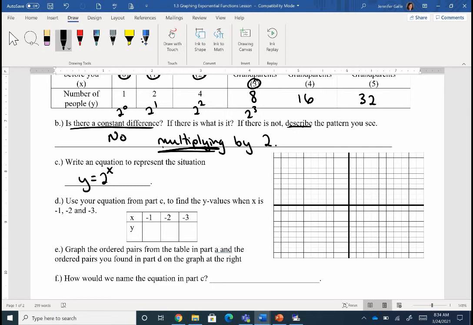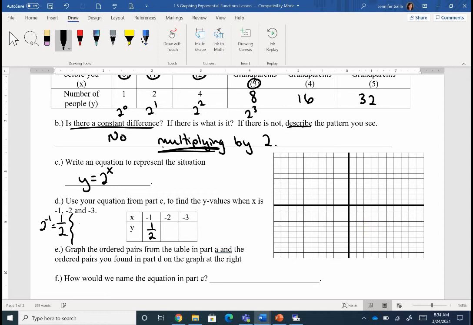So if we put -1, 2 to the negative first, where do I move that so the 1 becomes positive? Where does it go? It goes down below. So we get a 1 over 2. So we get a half.